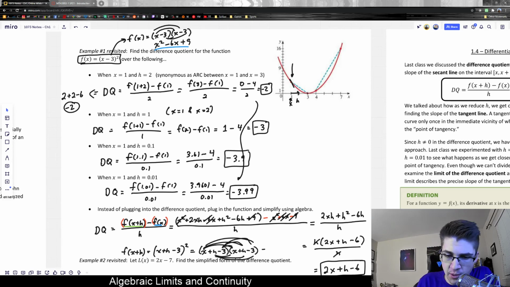Still don't believe me this will work? Let's try a couple more. So basically, let's try using 2x plus h minus 6. So I have 2x, which is 2 times 1, plus h, which is 1 as well. 2x plus h, again, it might help if I write this over here.